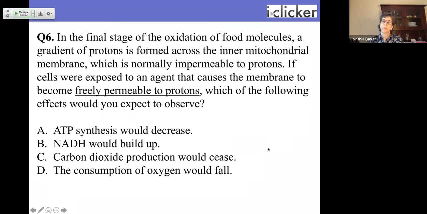But really what would be happening is that the fuel would be oxidized, that chemical energy would be converted to heat, right? Heat radiated, released, but very little ATP would actually be generated. So an uncoupler would reduce ATP synthesis, but still allow oxidation of fuel molecules.